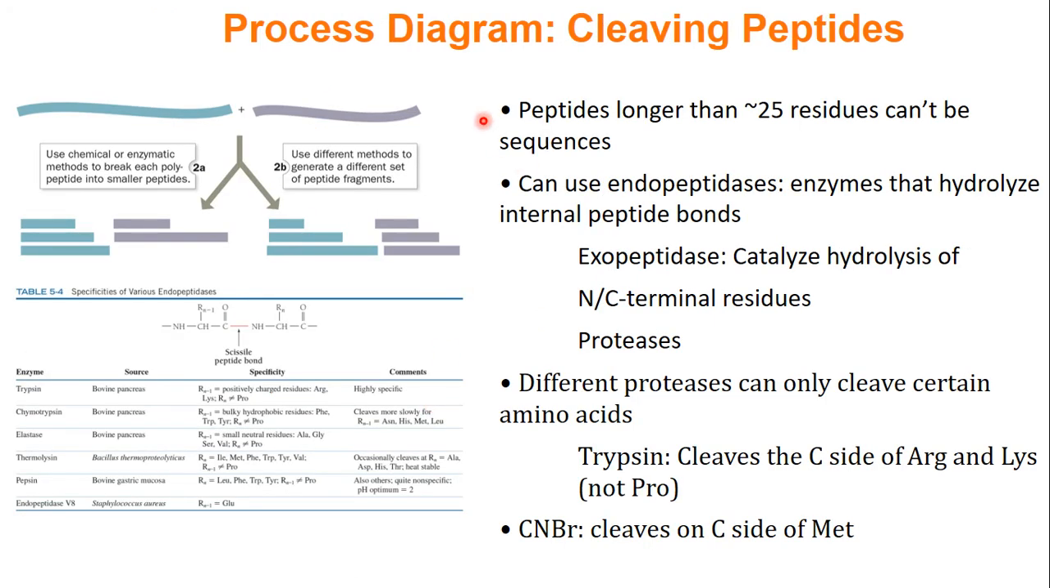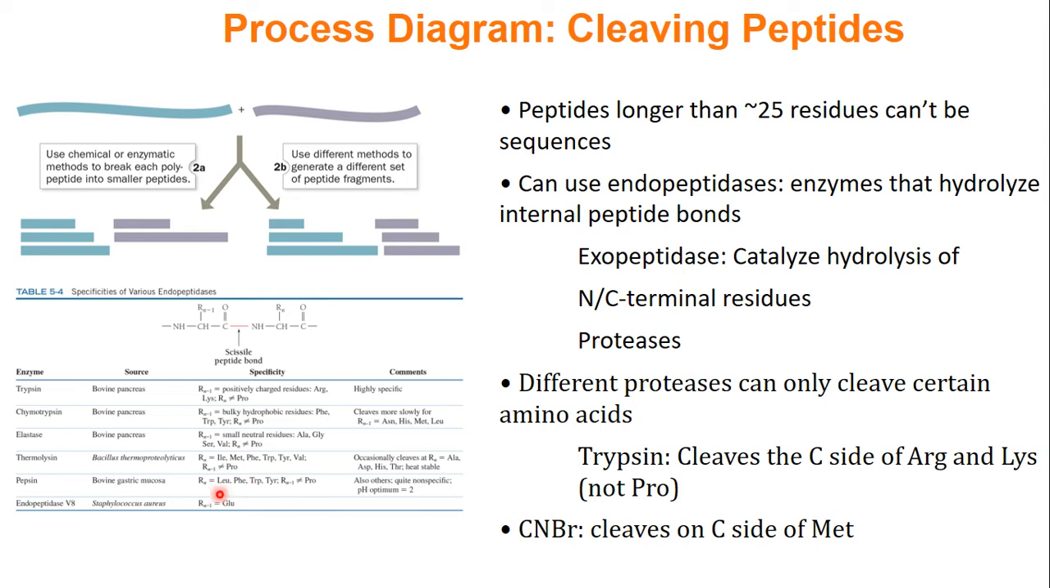Now, in general, you can't sequence peptides that are longer than 25 residues. So much like sequencing DNA, when you sequence proteins, you need to break apart your peptide into smaller fragments. And the enzymes that do that we call endopeptidases. Endo for inside, peptidase for breaking peptide bonds. Now, there are also a class called exopeptidases that will cleave the N and C terminus.